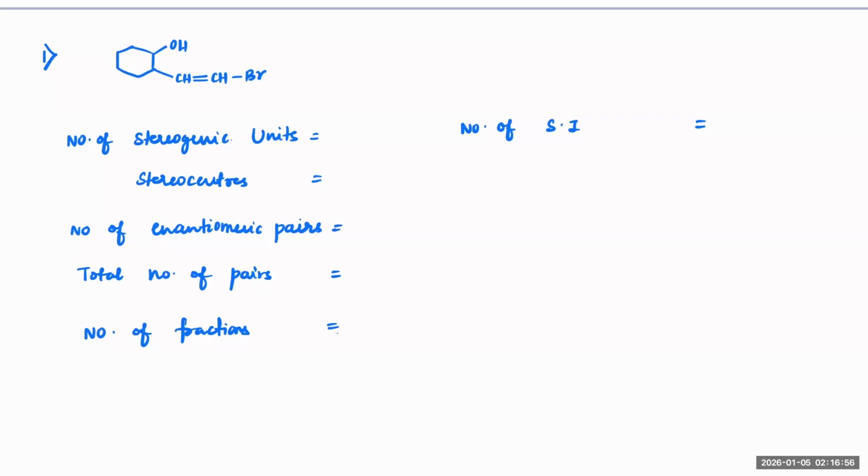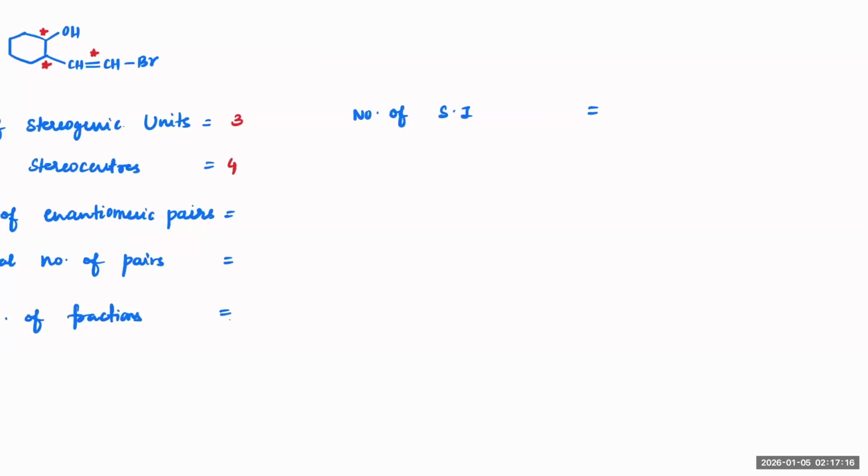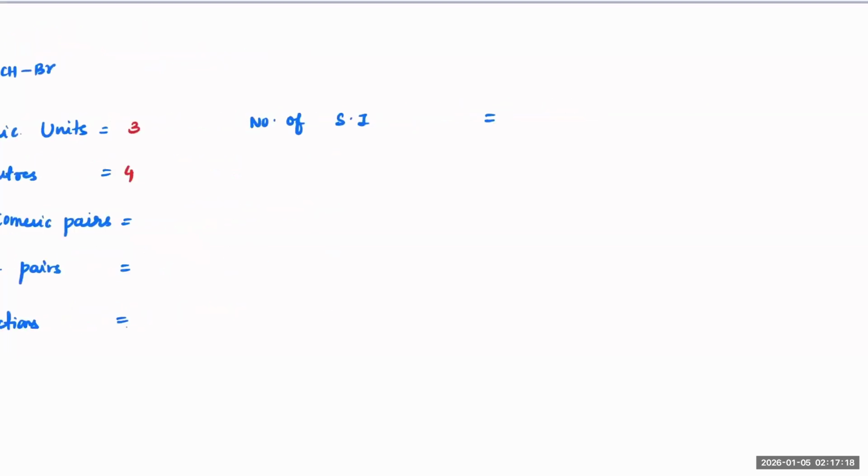So number of stereogenic units, if you compare, you can see how many we have. 1, we have 2, right? And 3. So in total we have 3 units. Stereogenic centers, if you compare, 1, 2, 3, 4. These 4 are centers. So in total we have 4 centers. So how many stereoisomers will we have? There is no symmetry here, so simply 2 raised to the power of 3. So we have 8.